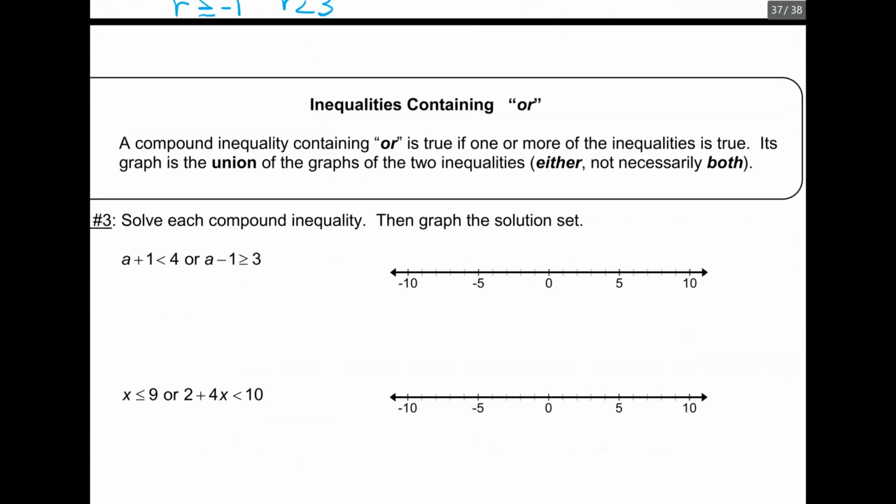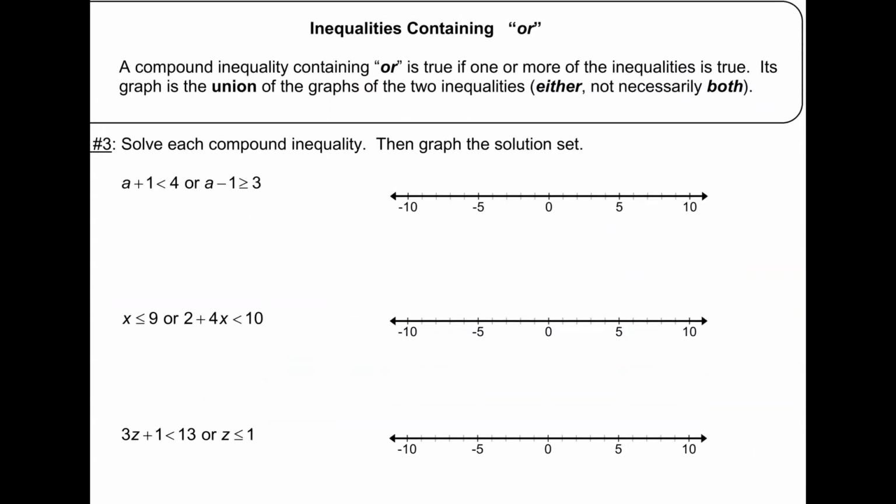Versus or, a compound inequality containing or is true if one or more of the inequalities is true. Either one, it doesn't have to be both. They could both be true, but it doesn't have to be both. So it's the union of the 2 inequalities.